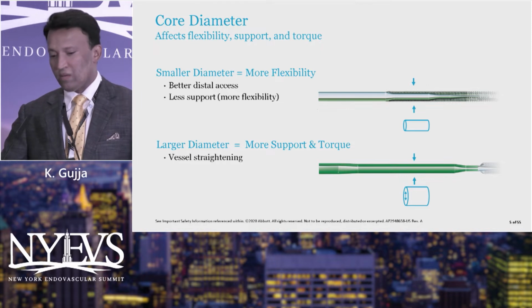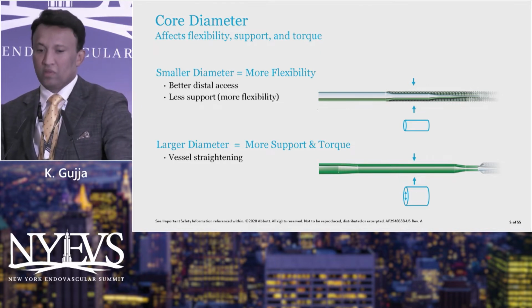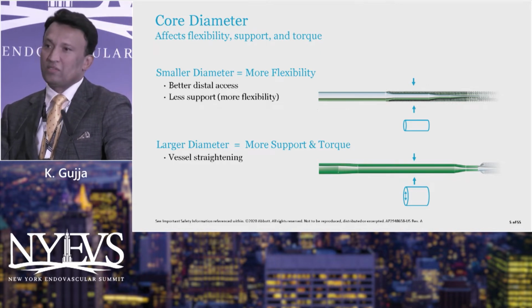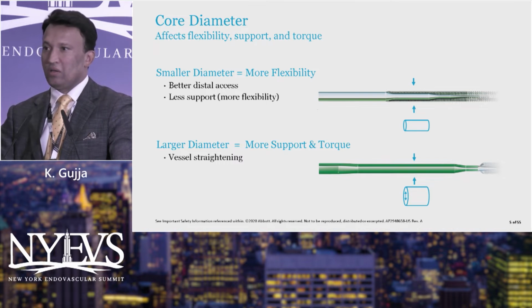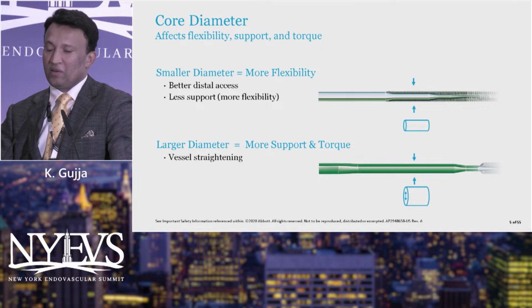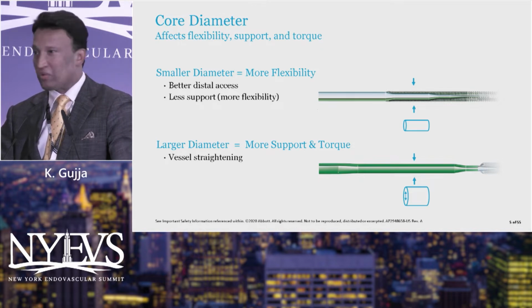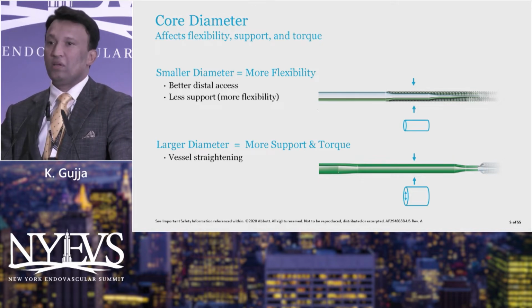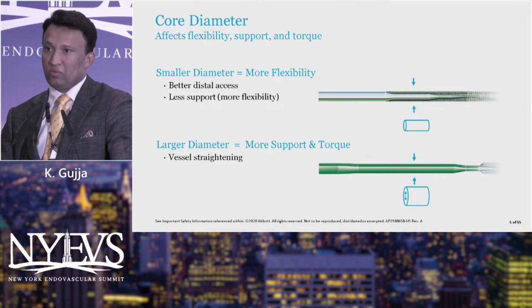So, smaller diameter and larger diameter of the core. What this affects is the flexibility, the support, and the torque. When you're crossing the lesion, you want to go with a smaller diameter one because you can get better distal access. You don't need that much support to get through. You have support catheters. You just have to cross the lesion. But once you cross and you want to get your equipment through, you need a larger diameter wire.